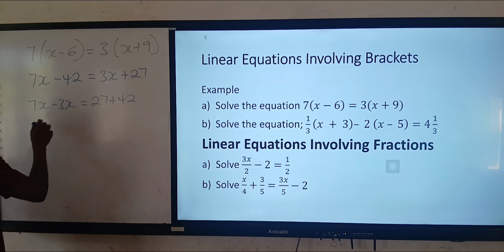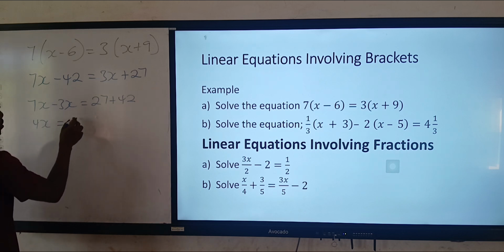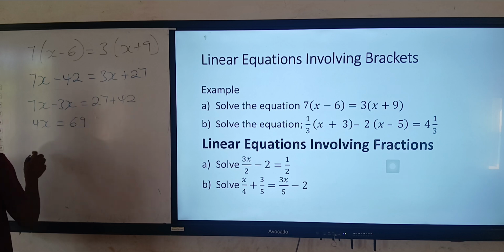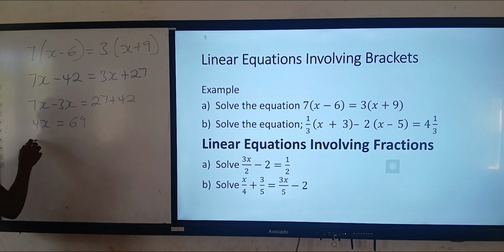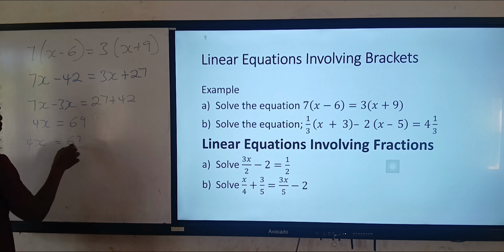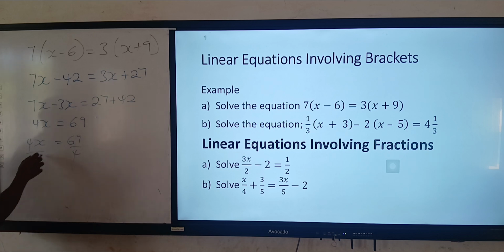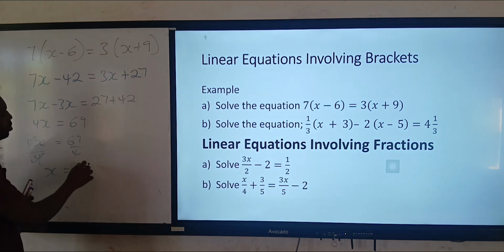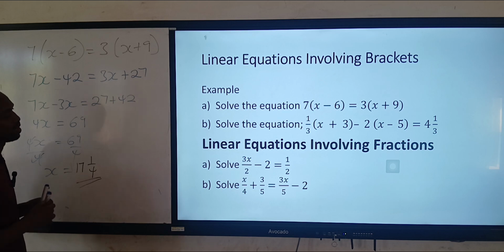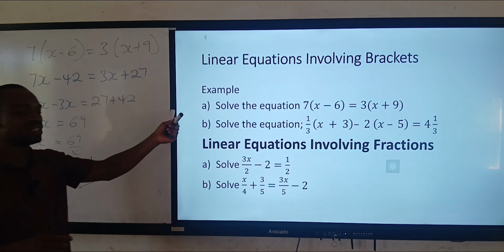So this will give us 4x equal to 69. Since we are looking for x, divide both sides by 4. So divide here by 4, divide here by 4. So you get x equal to 17 and 1 over 4. So this becomes the answer for question A.